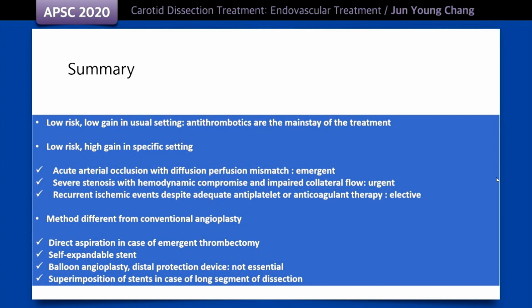Direct contact aspiration may be preferable in patients who require thrombectomy. The self-expandable stent, which has more flexibility and is less traumatic for patients, may be optimal for deployment in carotid artery dissection. As the nature of the lesion is more compliant, less calcified, and less atheromatous, a balloon angioplasty or distal protection device may not be required. Superimposition of stents in case of a long segment of dissection may be more appropriate compared with end-to-end implantation.